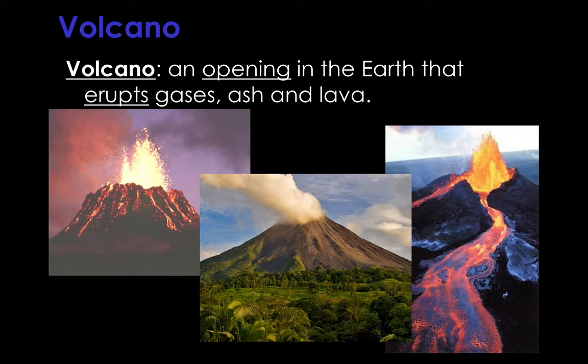So, a volcano is an opening in the earth that erupts gases, ash, and lava. We've got different kinds of volcanoes, different shapes of volcanoes.